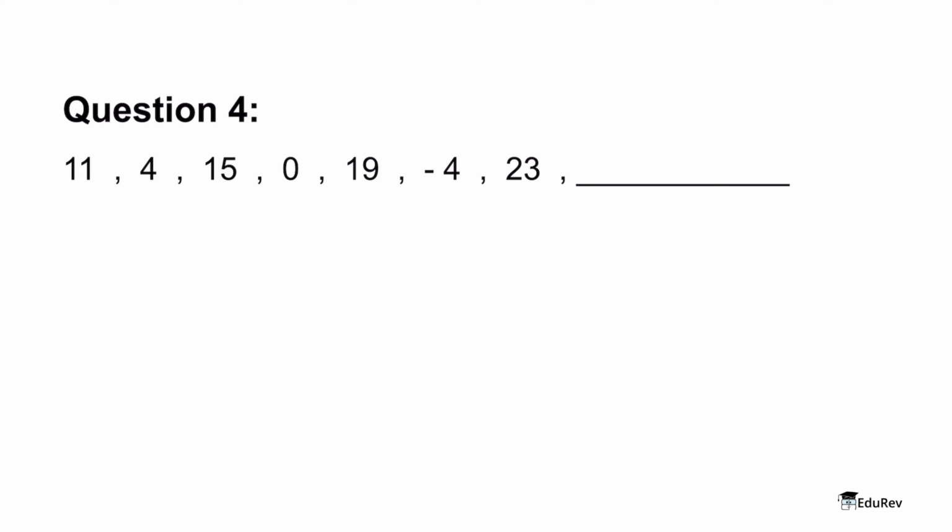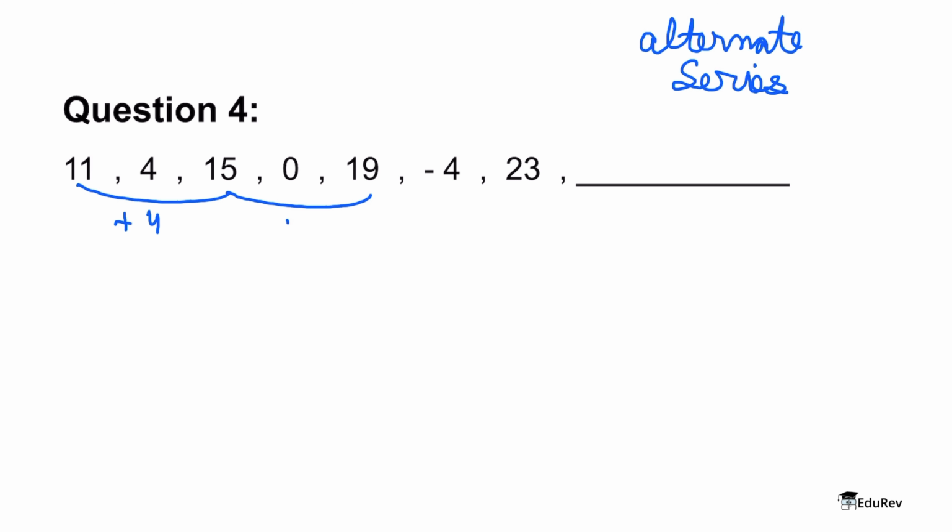So in question number 4, the series is going 11, 4, 15, 0, 19, minus 4, 23. Okay. So we can see that the number is first decreasing and then increasing, then decreasing, then increasing, then decreasing, then increasing. So whenever something like this happens, we always give the opportunity of making it an alternate series. Okay. So we now have in mind that it might be an alternate series and we try to solve it that way. So 11 to 15 is basically plus 4. 15 to 19 again plus 4, and 19 to 23 is again plus 4.